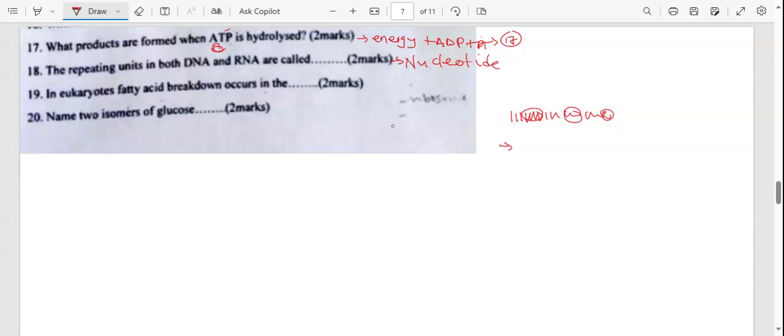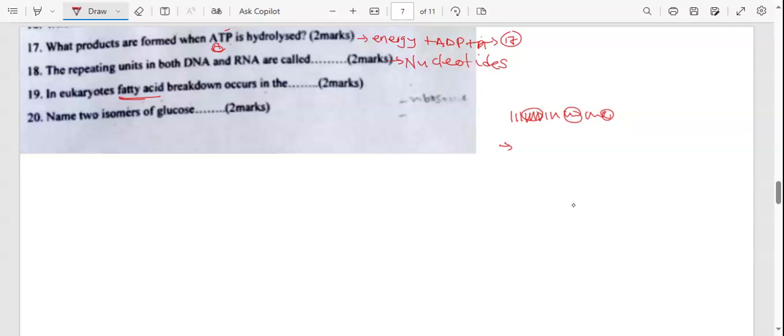So it's called nucleotides. All right. So there will be nucleotides there. Then in eukaryotes, fatty acid breakdown occurs in what? Where in eukaryotes are fatty acids? So this fatty acid results in what? Mostly in the DNA things. All right, they are acids, they carry genetic information. So in eukaryotes, fatty acid breakdown occurs in what?